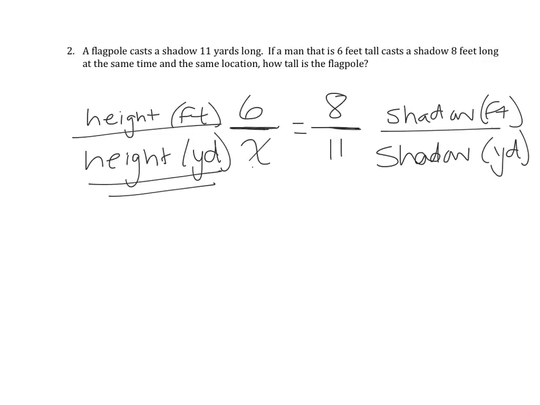So notice I did feet over yards, feet over yards. This side is just talking about the height of the objects. This side is talking about the shadows. If you notice, when you cross multiply, you still get 8x equals 66. You also could flip it. You could put yards on top and feet on the bottom and get a whole other proportion. So just know there are actually 4 different ways you could set up proportions. You just have to be consistent. However you set up one side, you have to set up the other side the same exact way.